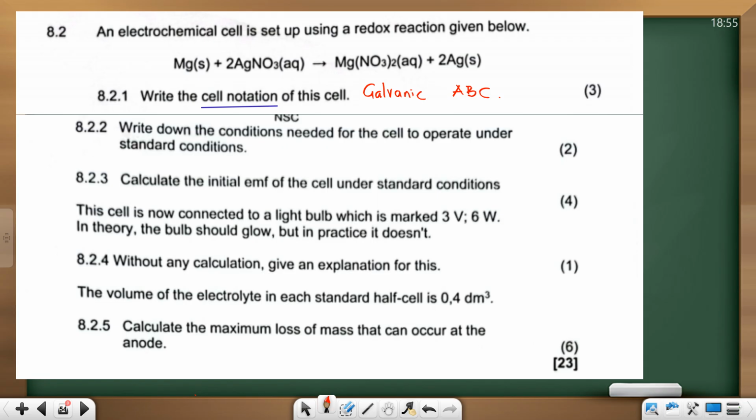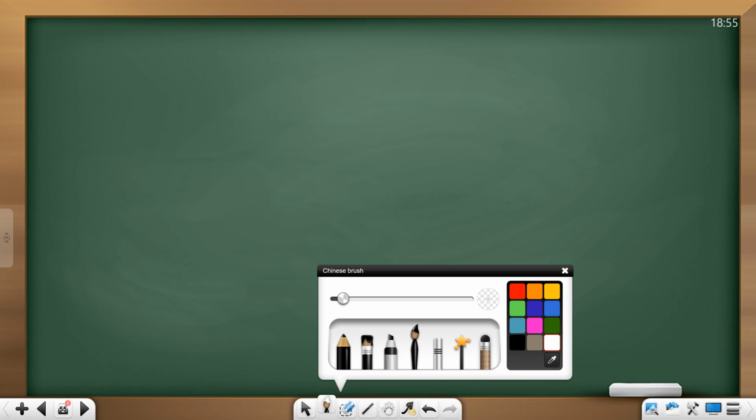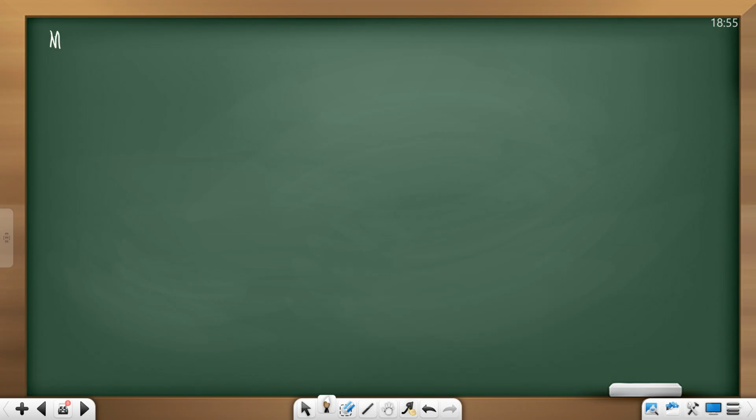So we have Mg and AgNO3. Mg solid, and don't let the thing disturb you. It's Ag silver nitrate, right? To give us magnesium nitrate, but that's a 2 because it's Mg2+, and Ag. So let's balance this. I need a 2 there, and I'll need a 2 there.